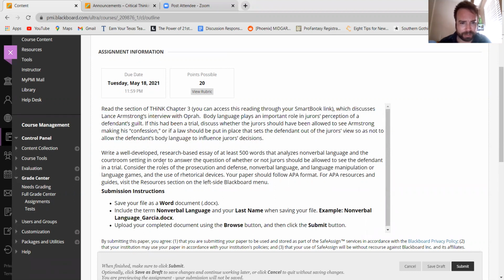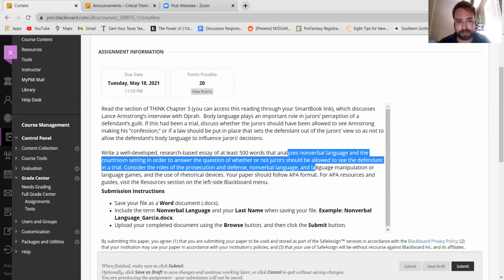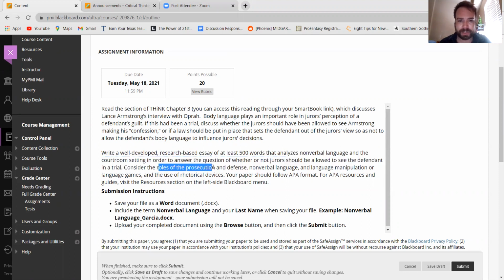So the main question you need to answer in your response in a 500-word essay is, due to nonverbal language, should jurors be allowed to see a defendant in a trial? And then consider the roles of prosecution and defense, nonverbal language, language manipulation or language games, and the use of rhetorical devices. Make sure your paper is written in APA format with APA resources, meaning APA citations, references, etc.